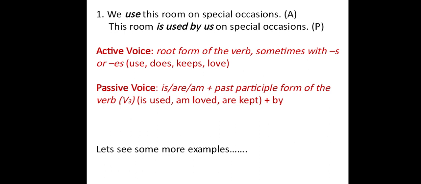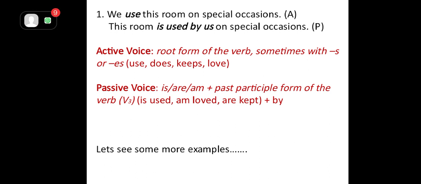When we change a sentence from active to passive voice, our object, which you will always get immediately after the verb, will come first in place of a subject. So this room, now this room is a singular. That's why we have used is. Use will change into V3 form, is used. We have added by. We will change into us. Right? It is a personal pronoun. So we will change into us. On special occasions, the remaining words we need to keep at the same place, and we will write the answer like this. This room is used by us on special occasions.